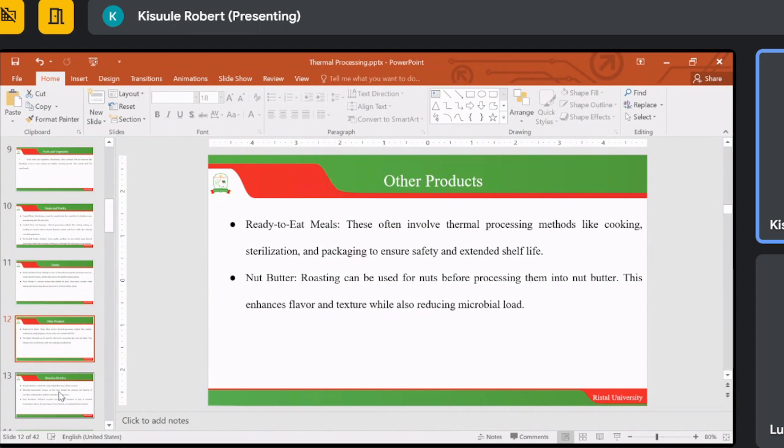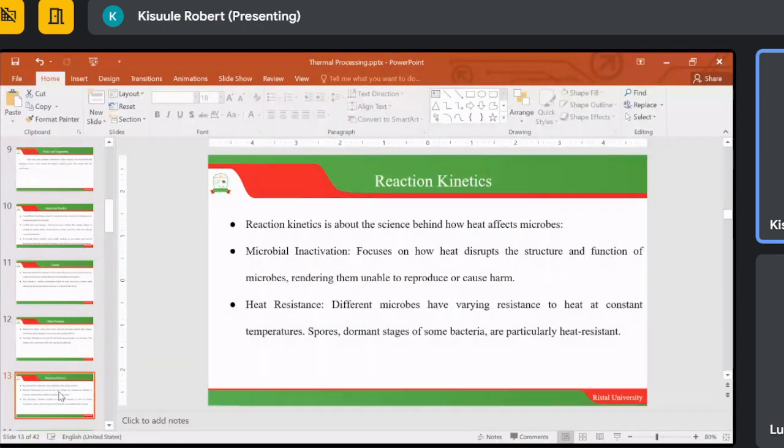Well, we understand that what is keen to understand for these products are the desired qualities and what heat does to them. What does heat do to them, and what does heat do for them once you expose these foods to heat, and what qualities will they retain or pick up from the exposure to heat. All right, so now let's look at reaction kinetics. This is the science behind how heat affects these microbes.